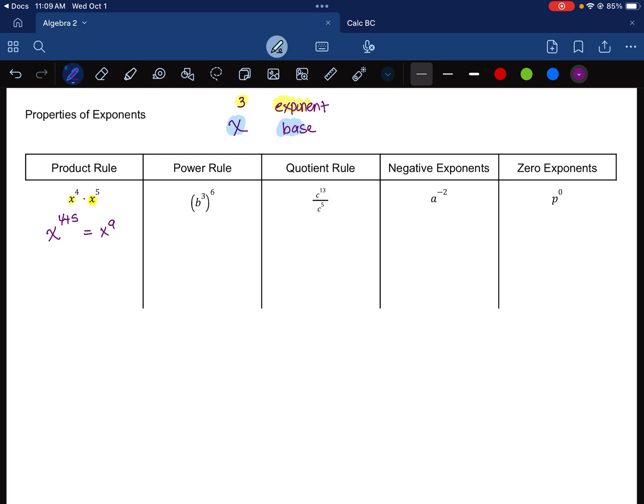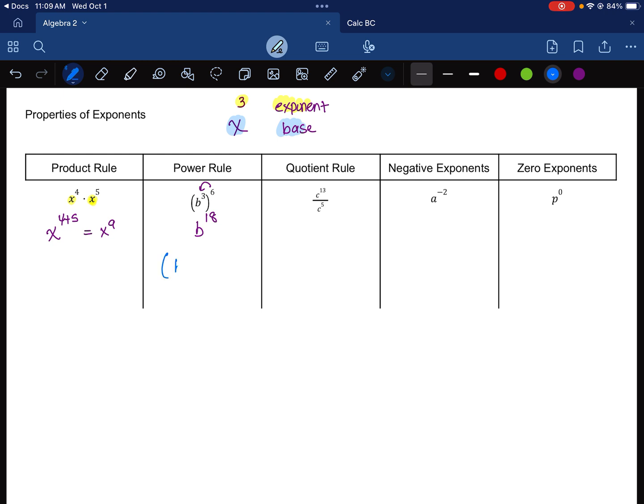The power rule is when you have some kind of expression. So here we have b to the power of 3, and notice that we have parentheses surrounding that b to the power of 3, and it's all raised to the power of 6. When that happens, you can actually distribute this power of 6 to the power of 3 to get b to the 18.